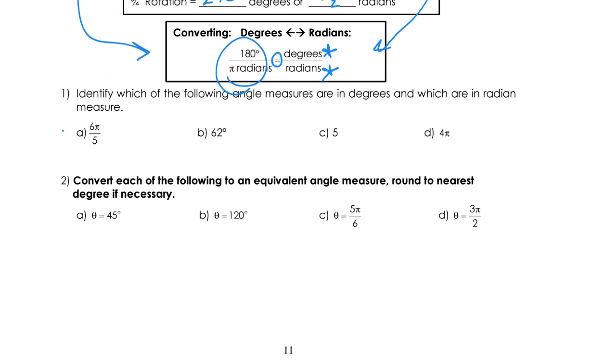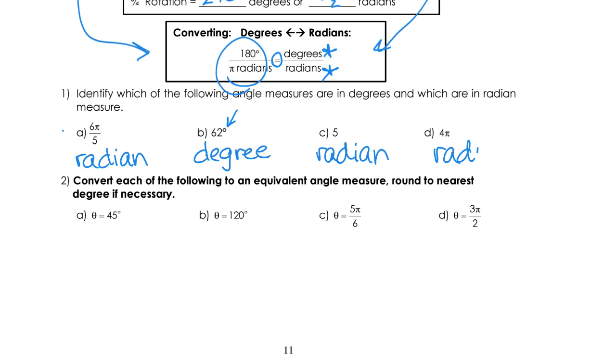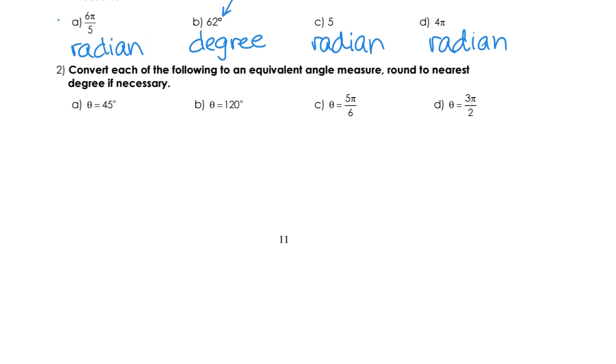All right, so in number 1, it says identify which of the following angle measures are in degrees and which are in radians. We will always see a degree sign if we know that it's in degree measure. If there's no degree sign, we are going to assume that that is in radian measure. No degree symbol, so this is radians. 4 pi, no degree symbol, so we're going to assume that that's radian measure. So key is if there's no degree symbol, it's in radians. If there's a degree symbol, it's in degrees.